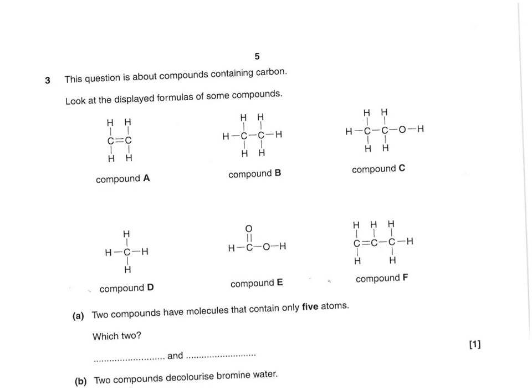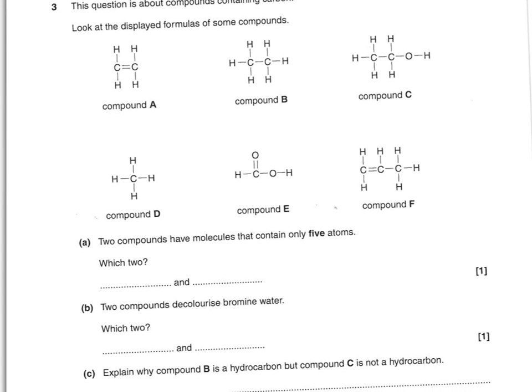This question is about compounds containing carbon. There's some compounds there. Two compounds have molecules that contain only 5 atoms. Which two? So you've got to count up the number of C's and O's and H's in each one. So compound A has 1, 2, 3, 4, 5, 6. Compound B has 1, 2, 3, 4, 5, 6, 7, 8. Compound C has 1, 2, 3, 4, 5, 6, 7, 8, 9. Compound D has 1, 2, 3, 4, 5. So D is one of them. Compound E, 1, 2, 3, 4, 5, and E is the second one.